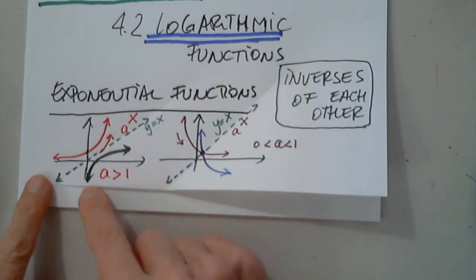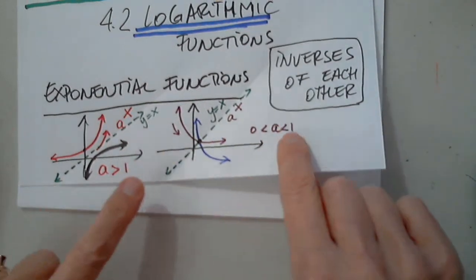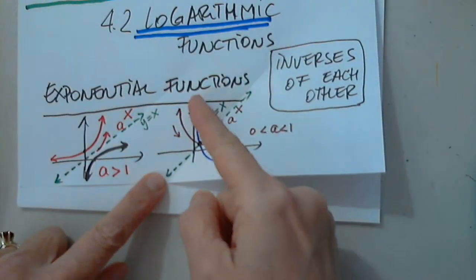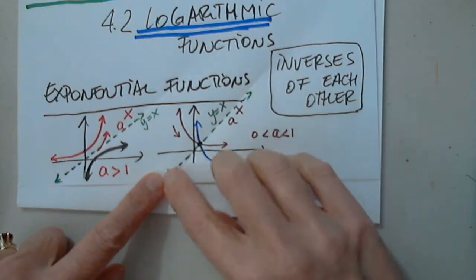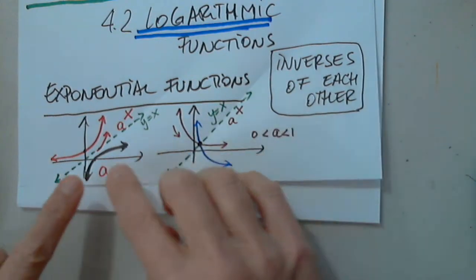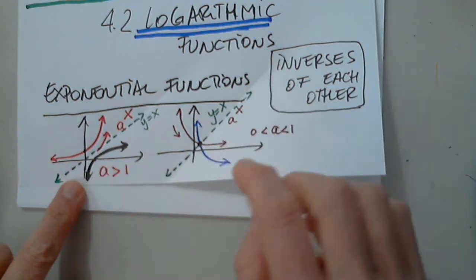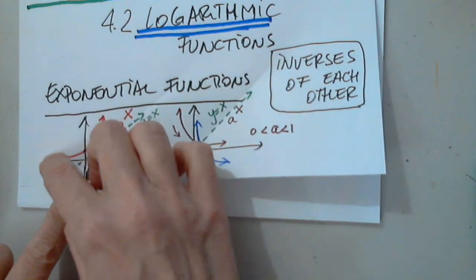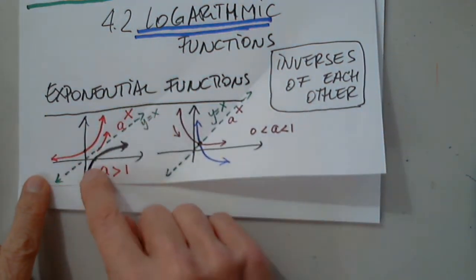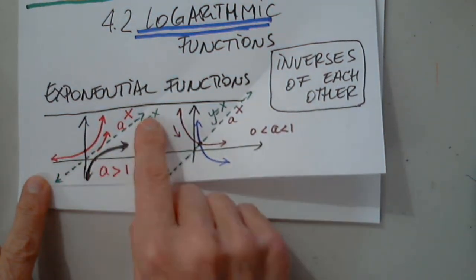Increasing, increasing. Decreasing, decreasing. And the common point on y equals x. There is no common point here on y equals x because the exponential does not touch the y equals x and the log will not touch.